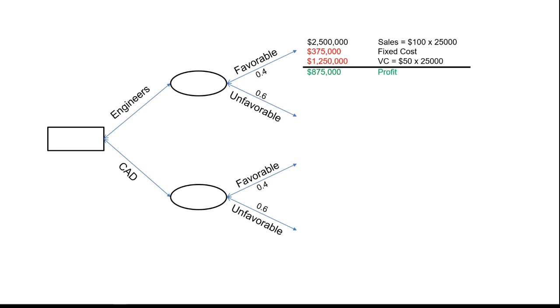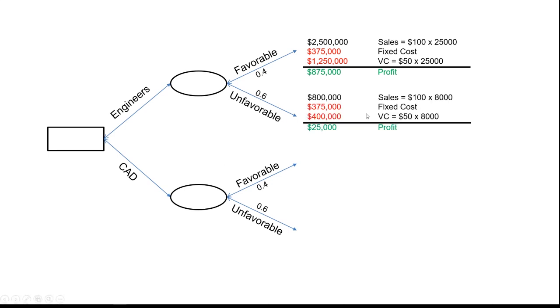Similarly, I do the exact same thing if the company hires engineers but ends up getting an unfavorable response. Then we have sales of only 8,000 units, so our total sales would only be 800,000. The fixed cost would stay the same, and the variable cost, which is 50 for the engineers, times 8,000 would only be 400,000 instead of 1.25 million. If I subtract these two costs from the revenue, I end up with a profit of 25,000. So what this means is, if the company selects engineers, then they have a 40% chance of making a profit of 875,000, whereas they have a 60% chance of making a profit of only 25,000.